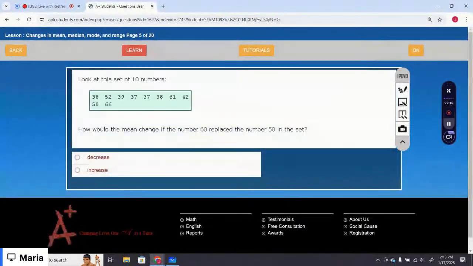Look at the set of 10 numbers. How would the mean change if the number 60 replaced by the number 50 in the set? The first thing you need to do is calculate the mean. Let me just calculate the mean.